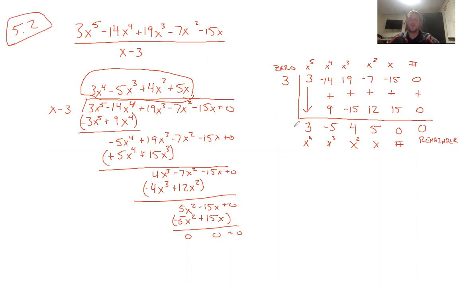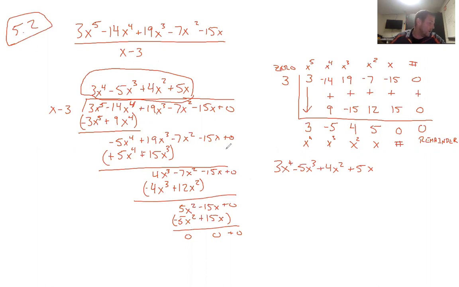Okay, so your answer to this question should be 3x to the 4th plus, minus, because of the minus sign, minus 5x cubed plus 4x squared plus 5x, then plus 0. And you notice it's the same as this. Okay, so if you get good at synthetic division, this gets to be a lot easier than all of this.